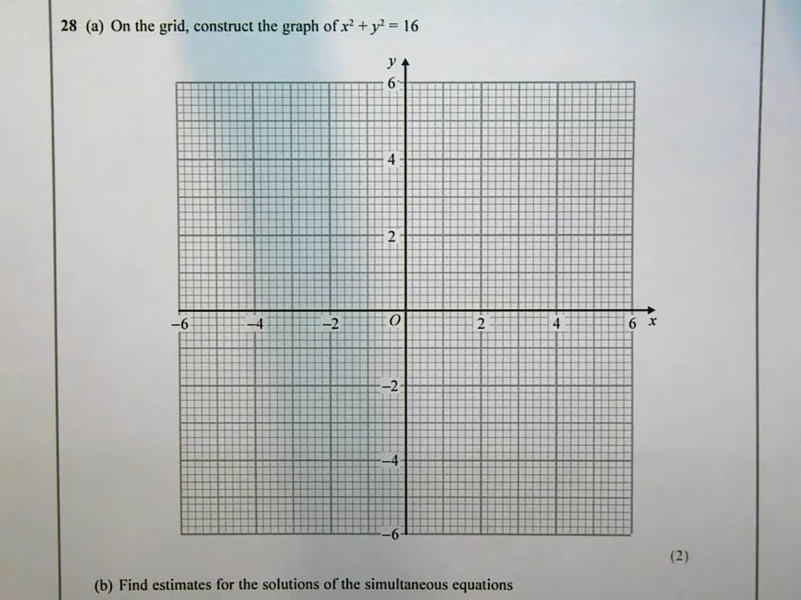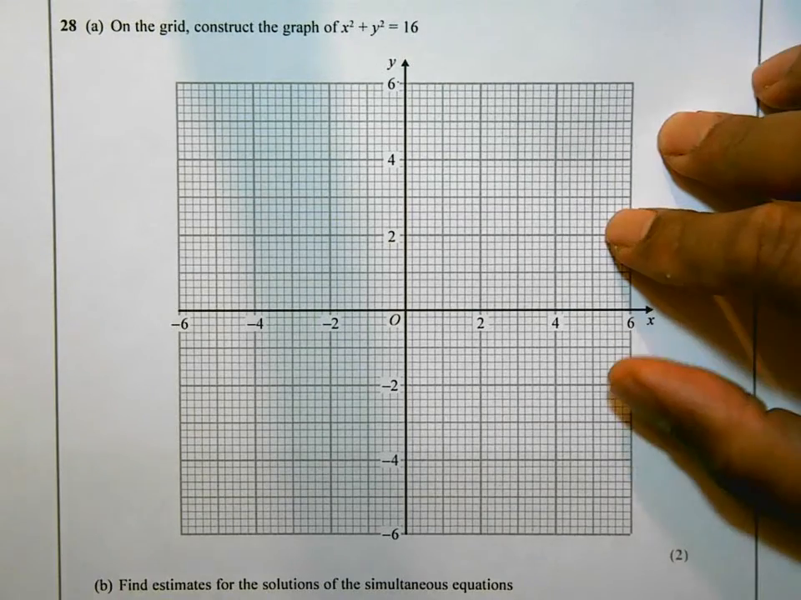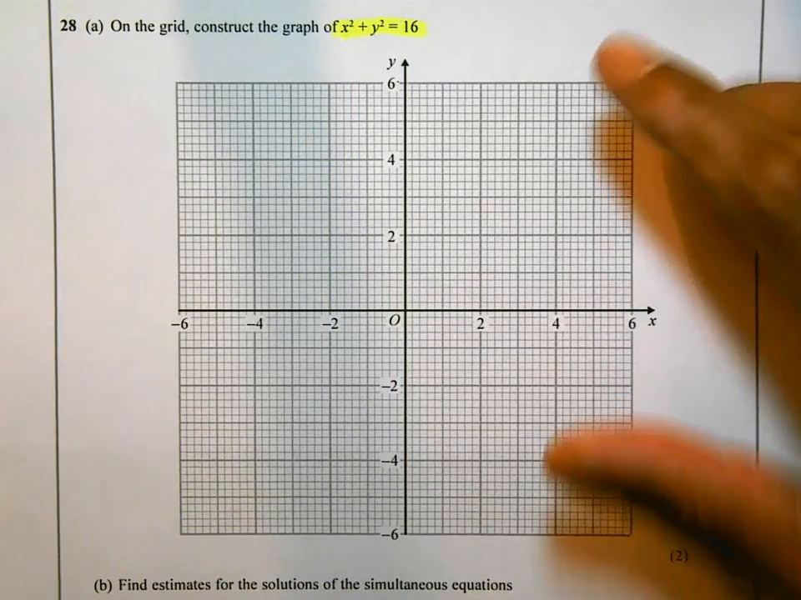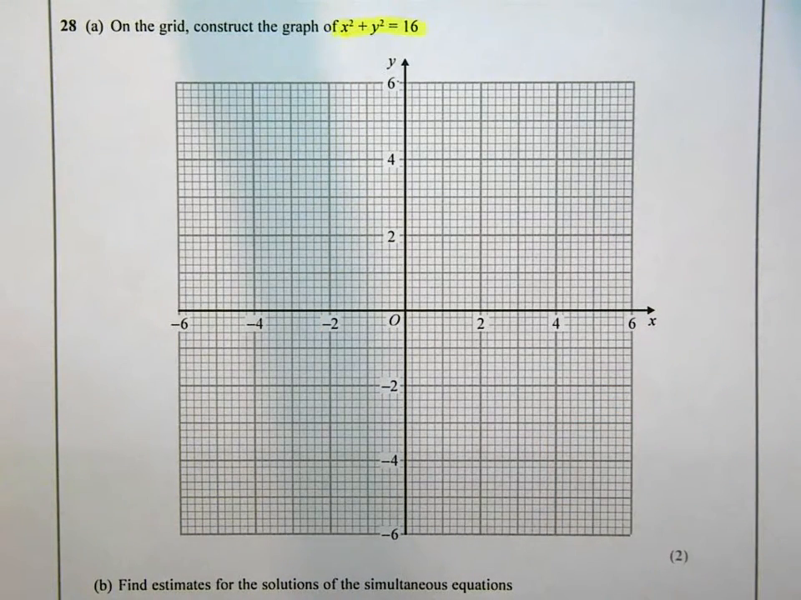This is question number 28 on the June 2015 calculator paper. Okay, so first of all, looking at this question, I could see that it says on the grid, construct the graph of x squared plus y squared is equal to 16. I recognize that straight away as the equation of a circle, and you should too.